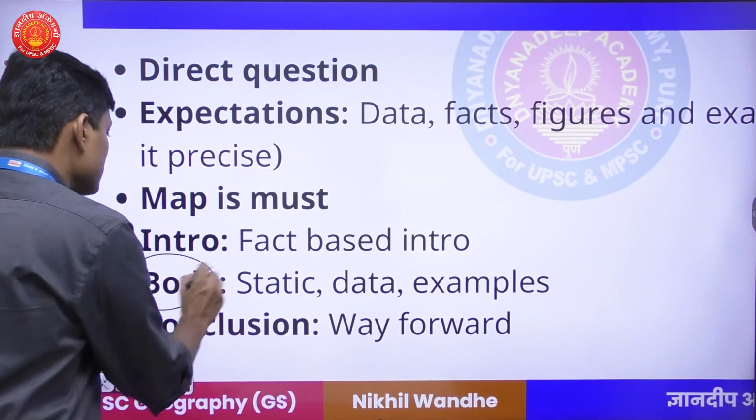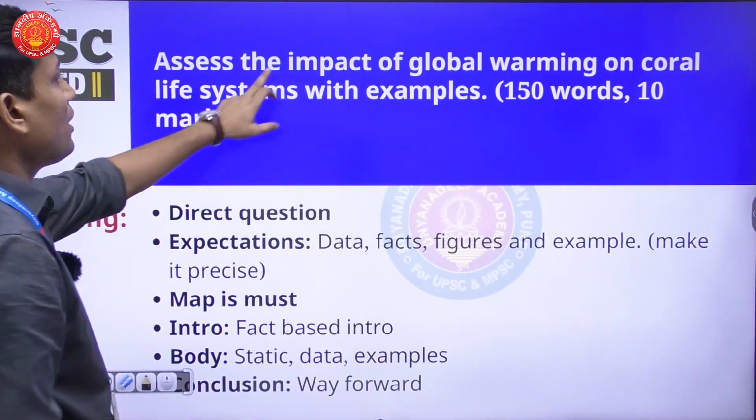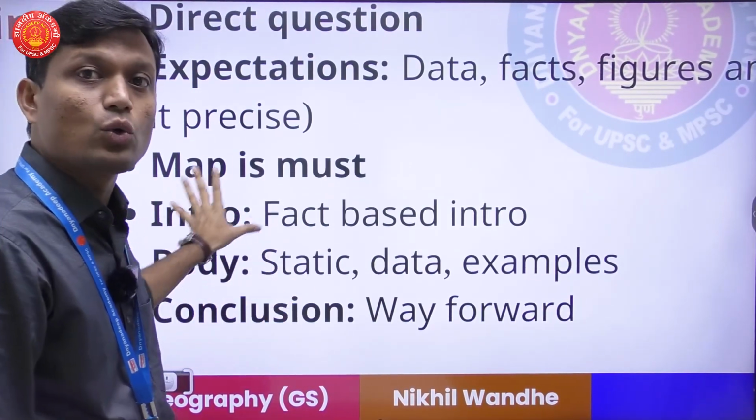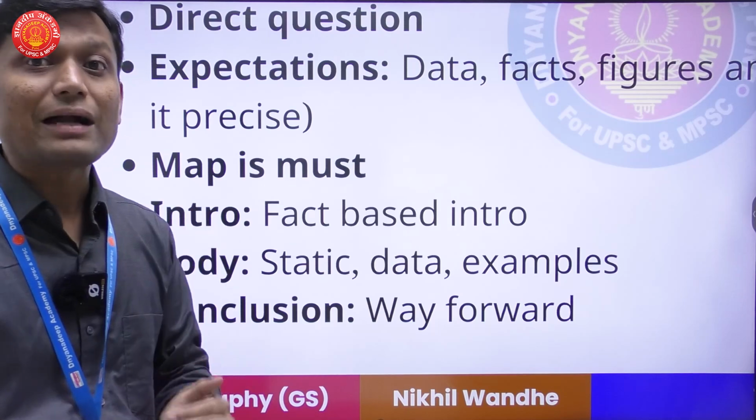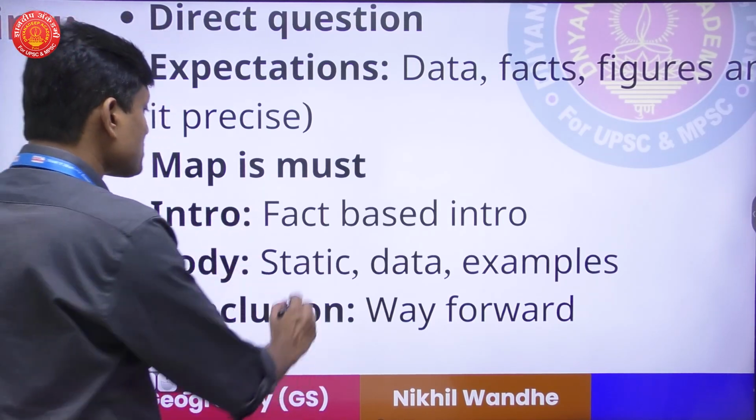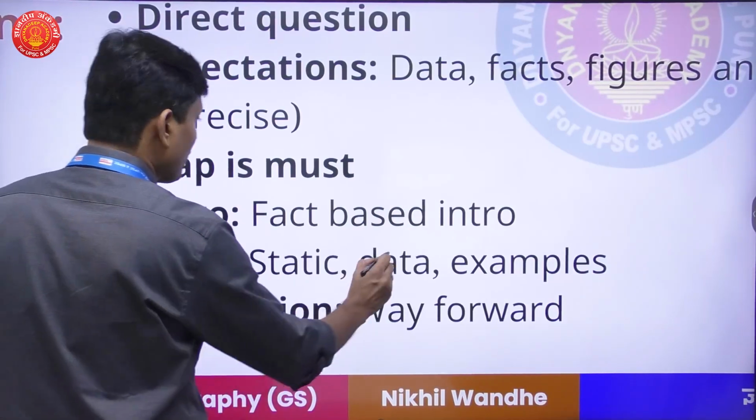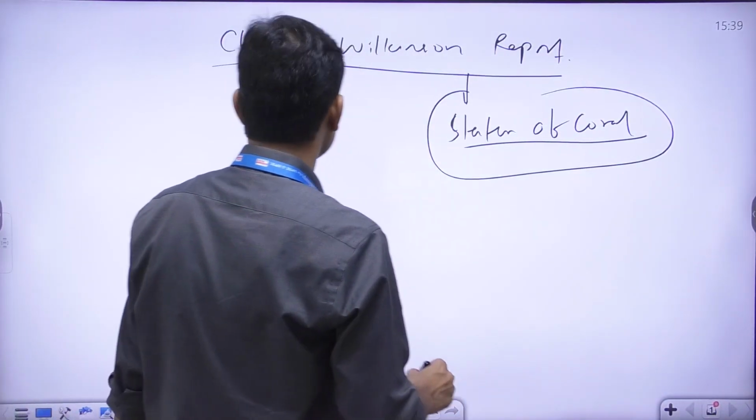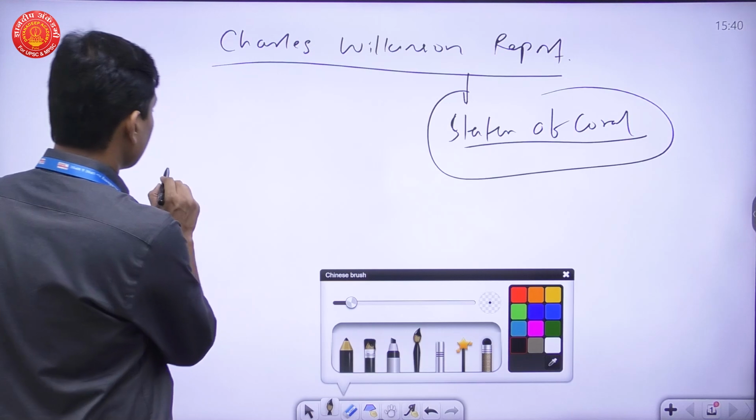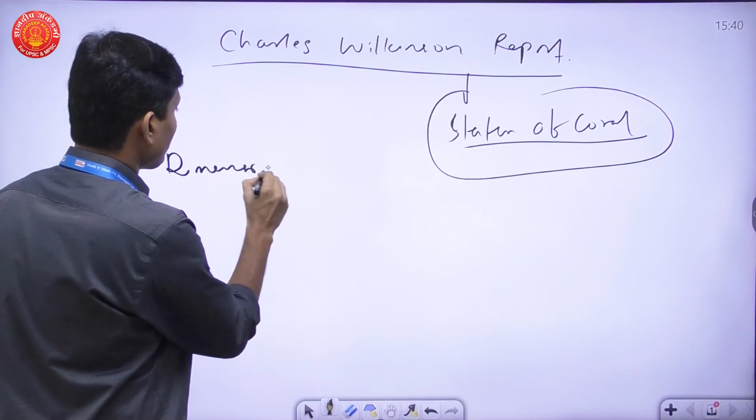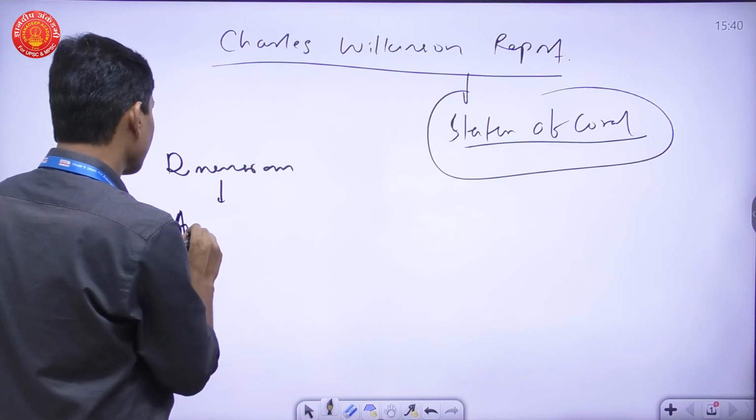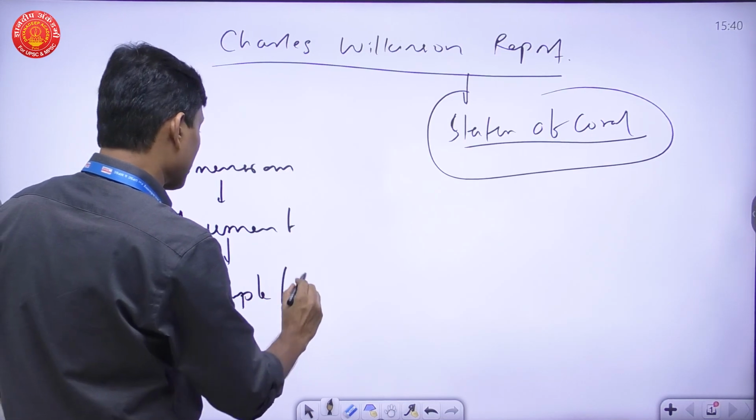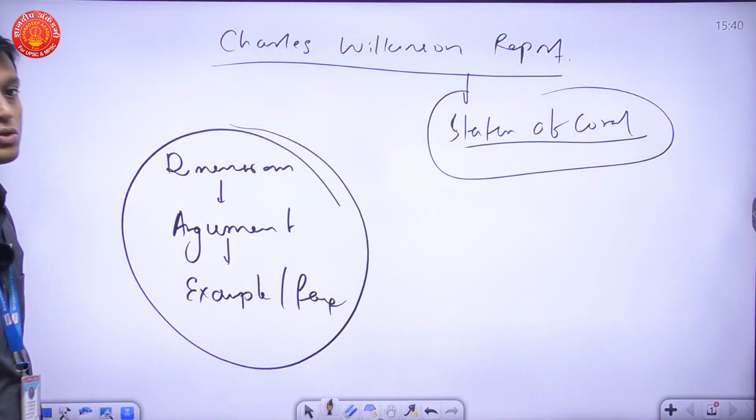Now the body is very static because you just have to assess the impact of global warming. So directly you will be mentioning the various impacts of global warming on the coral life system. But whatever impact you are writing, you should be substantiating that particular argument with data or with an example. So always, whichever subject you are following, try to have this particular format. You will have a dimension, right? Further, in a dimension you will have the argument and you will support that argument with one example or with a fact. So make this a habit.